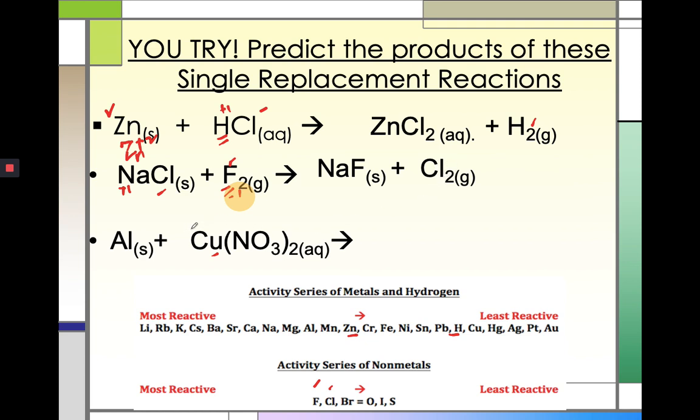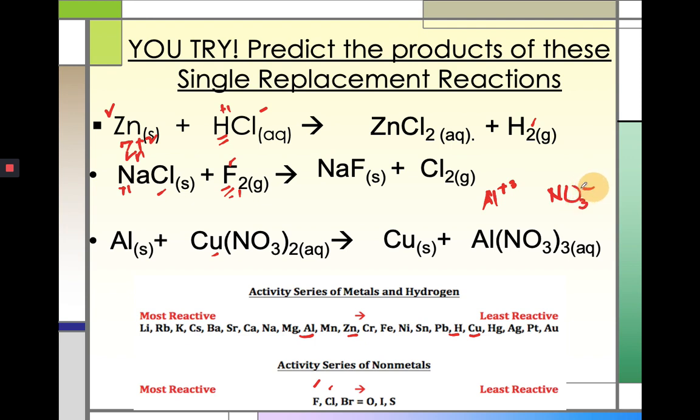In here, we have Al, Cu, and NO3. Will aluminum be able to displace copper? Aluminum comes before copper in the activity series. So that means yes, it can. And our resulting product will be Al(NO3) sub 3. Because take note that Al has a charge of plus 3, right? It belongs to group 3A in the periodic table. And then the nitrate ion, the NO3 group, has a charge of minus 1.